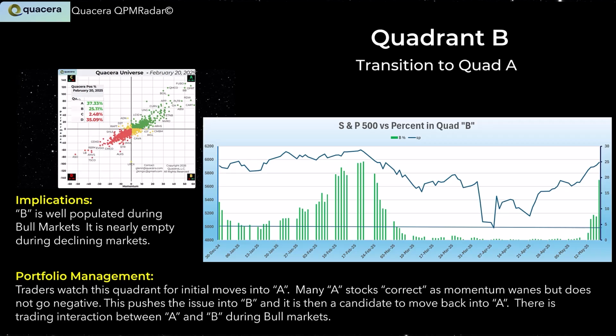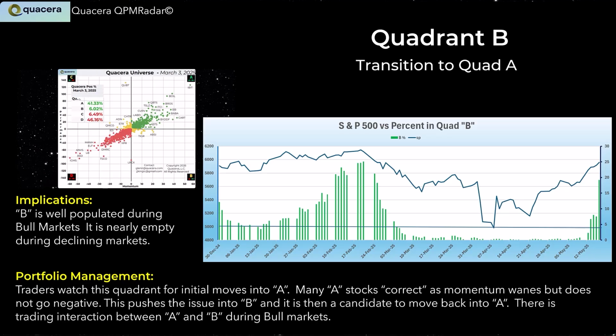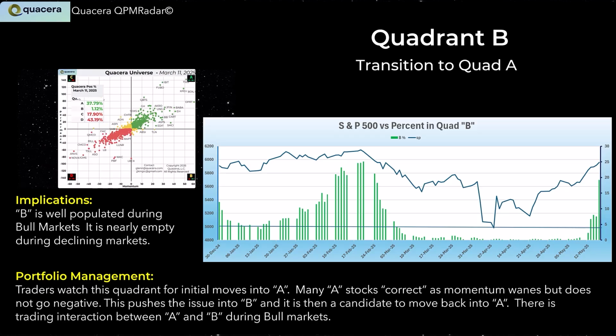As the market recovers, population of quadrant B will start to pick up. This is one of the clues to tell when a bear move or a bear market is ending, by looking for quadrant B participation to increase.